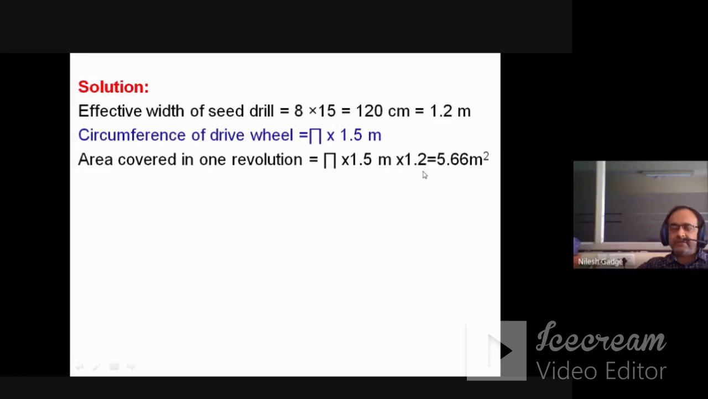You can check with your calculator also whether the calculations are correct or not. I hope you have completed up to this area covered in one revolution.